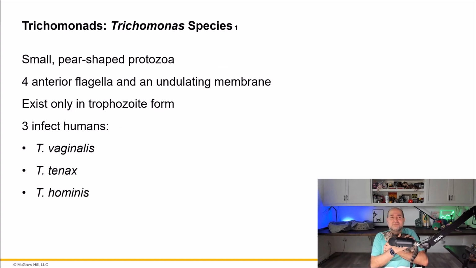Next, let's talk about the flagellated protozoa. We're talking about Trichomonas. These are small, pear-shaped protozoa with 4 anterior flagella. That means 4 flagella in the front and an undulating membrane. These do not form cysts. They exist only in that trophozoite form. There are 3 of them that infect humans: Trichomonas vaginalis, Trichomonas tenax, and Trichomonas hominis.